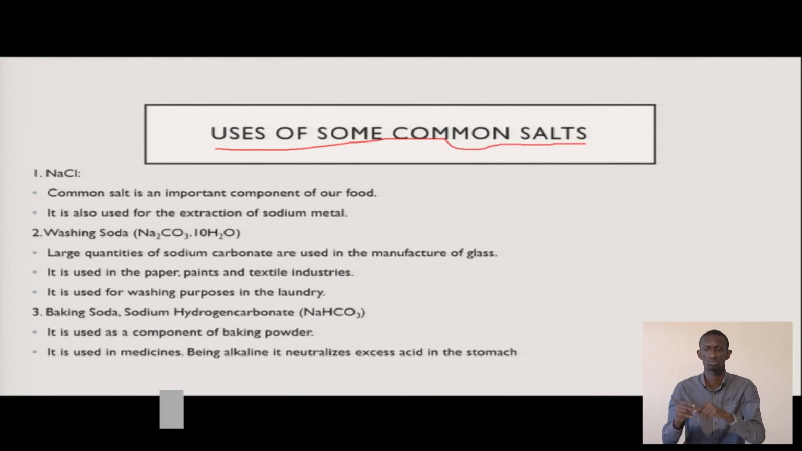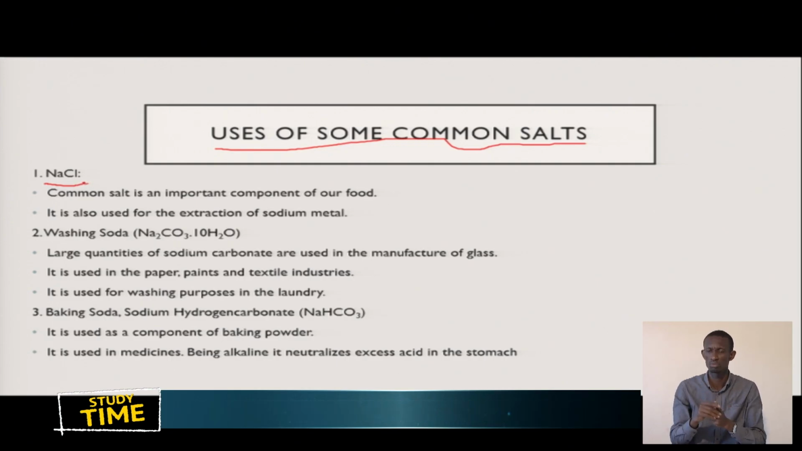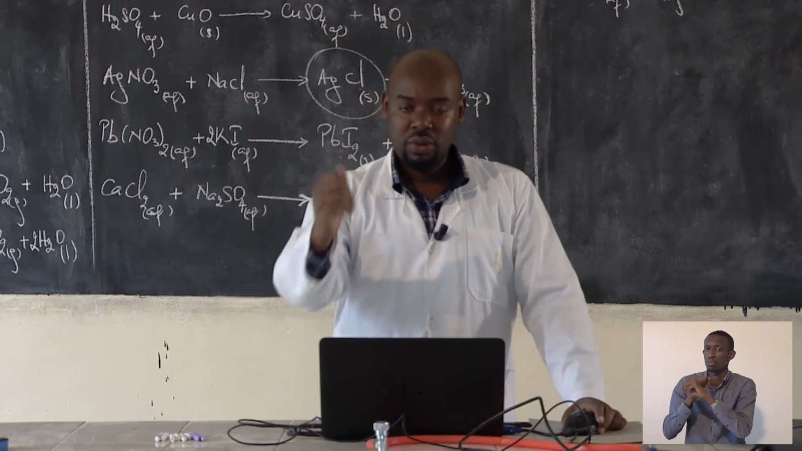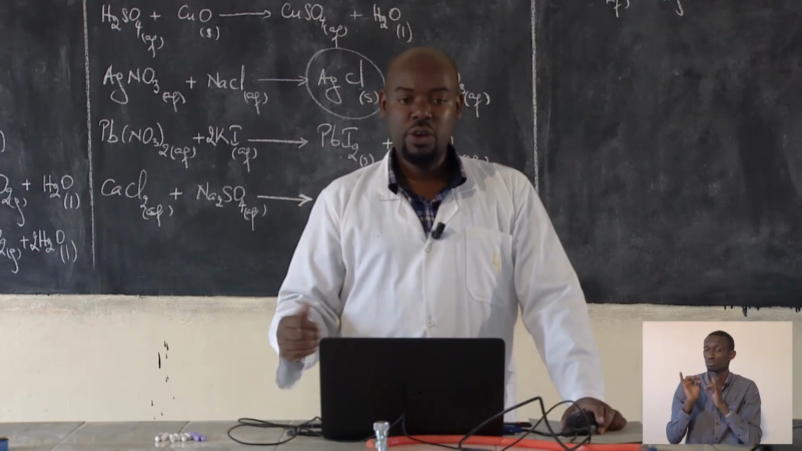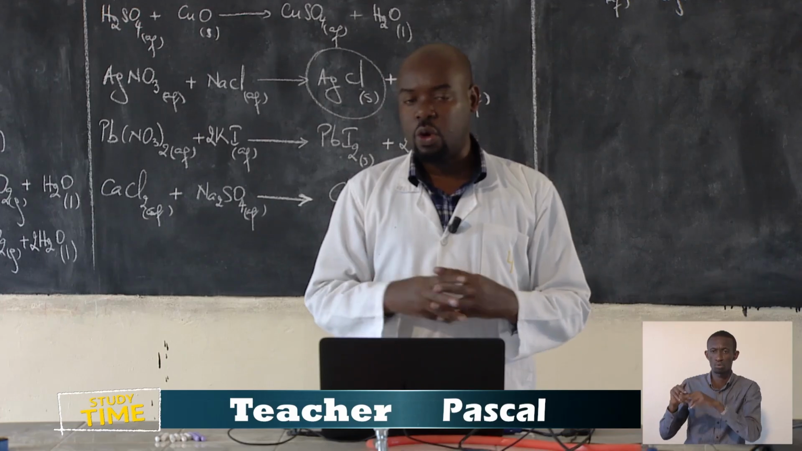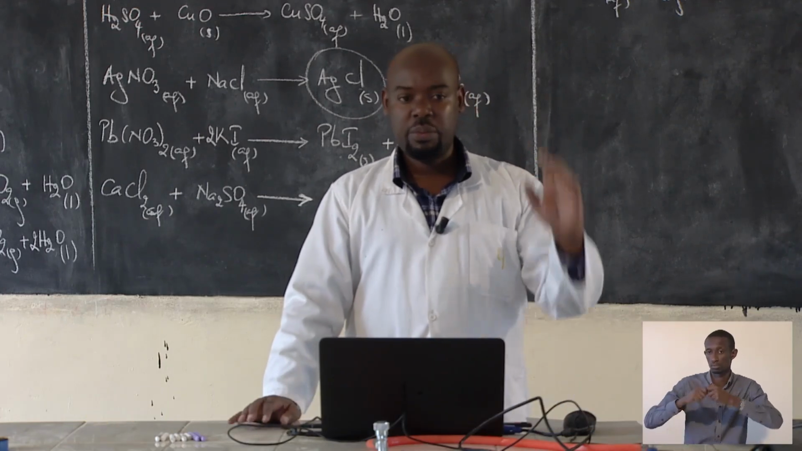Here we have sodium chloride, the table salt. If I say table salt, then immediately you understand the use of that salt. It is used as one of the important components of food, in food preservation, for example, and to improve the taste of food. You know that. It is also used when we are extracting or manufacturing sodium metal and in many other processes.